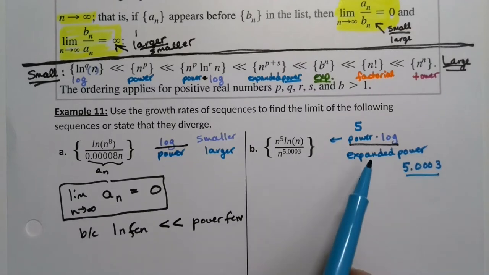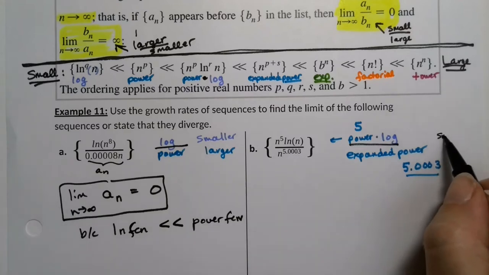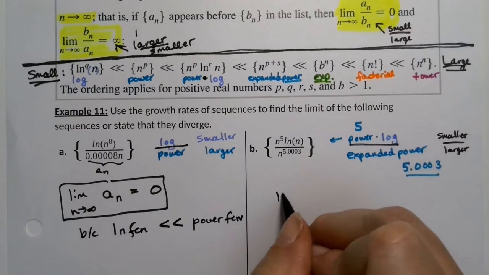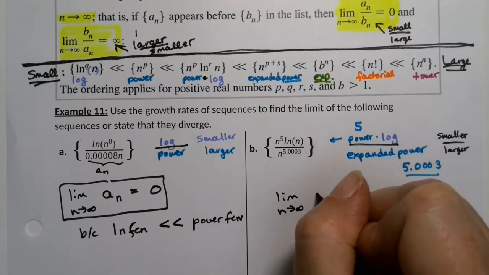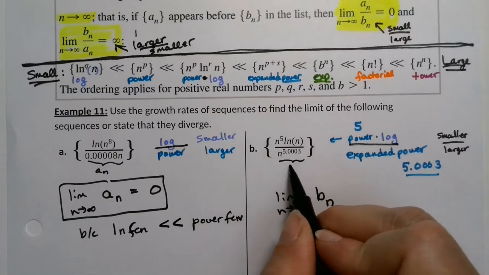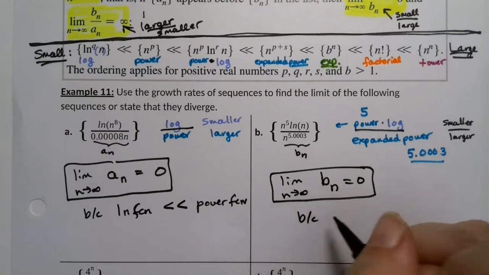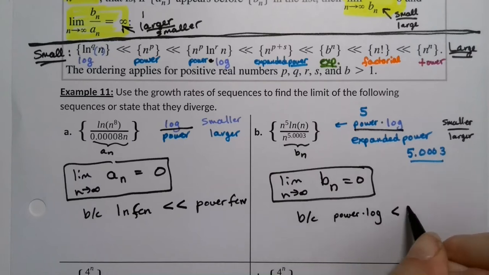Sneaky. That means that this one's going to win, right? In the long run, that little 0.003, as I head towards infinity, will end up winning out. So that means that it's smaller over larger. So the limit as n goes to infinity of a sub n, or this will be b sub n because I'm going to call this b sub n, is 0. I don't have to show all the work. All I have to say is because a power times a log is significantly less than an expanded power. I'll just write expanded power.